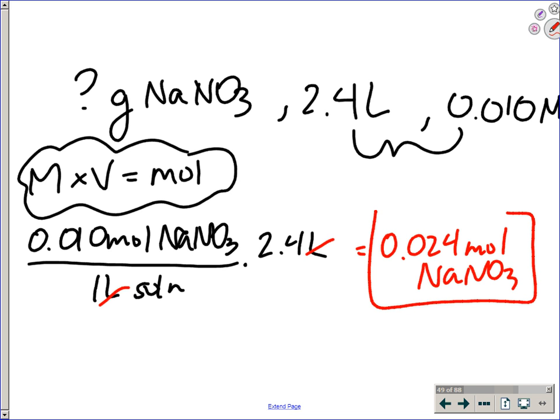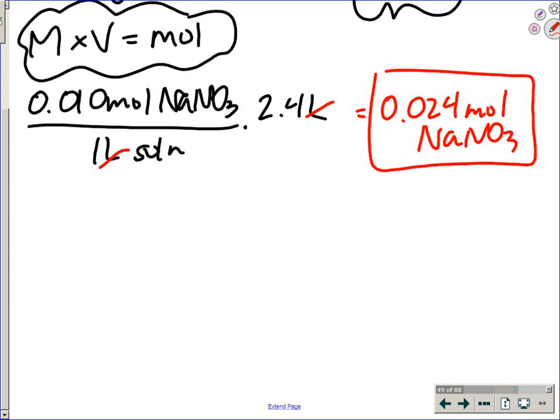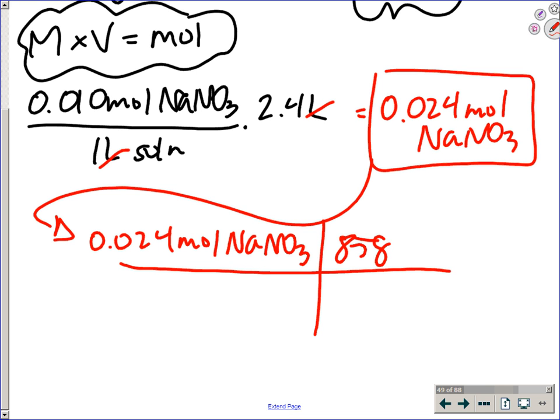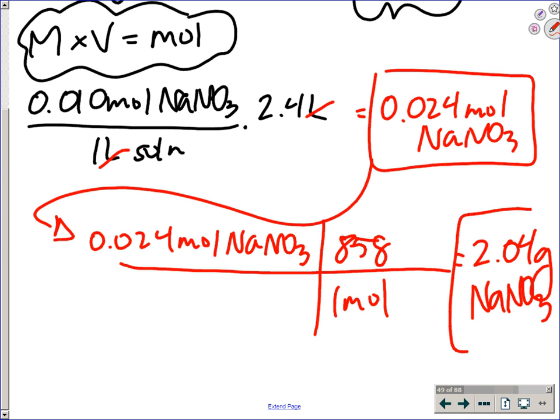But here, the question's asking for grams. So what would be my final step? Convert that to grams. I don't know the molar mass, I'm depending on you guys. 0.024 moles of sodium nitrate, what is it? 85 grams per 1 mole. And that should be our final. What is that? 2.04 grams. Perfect.